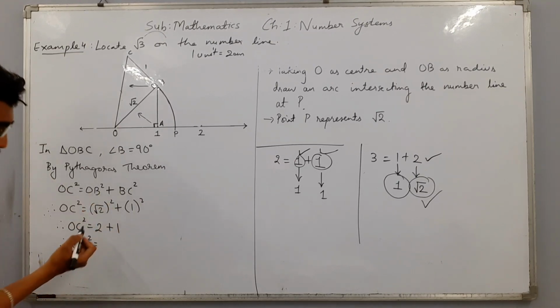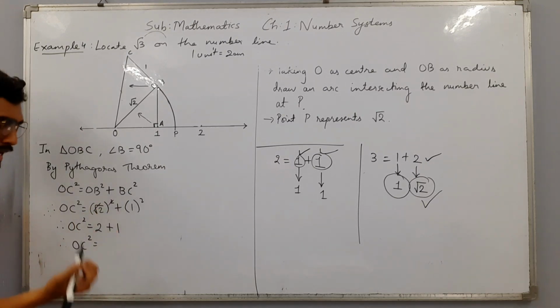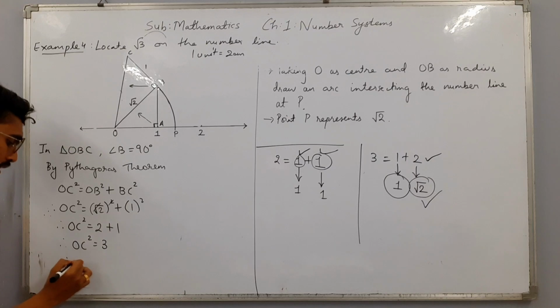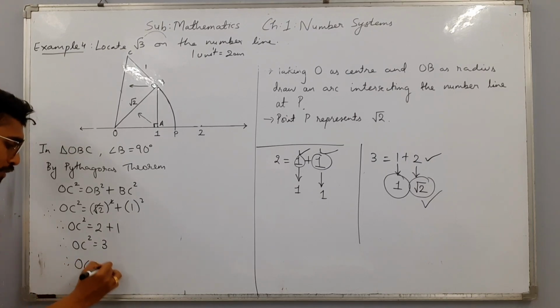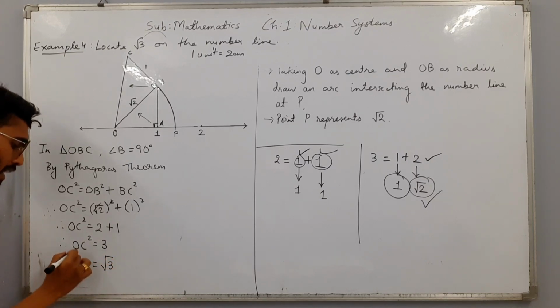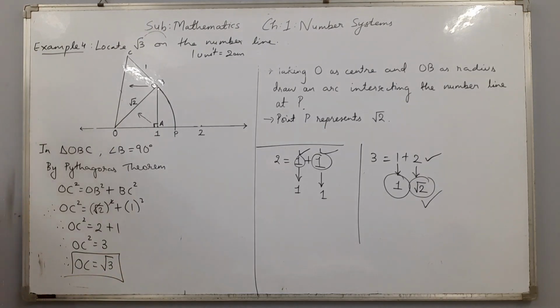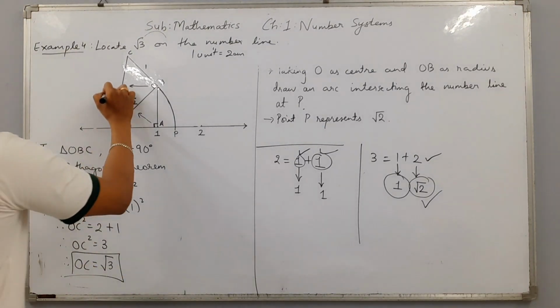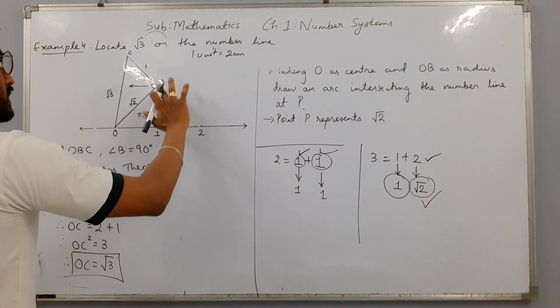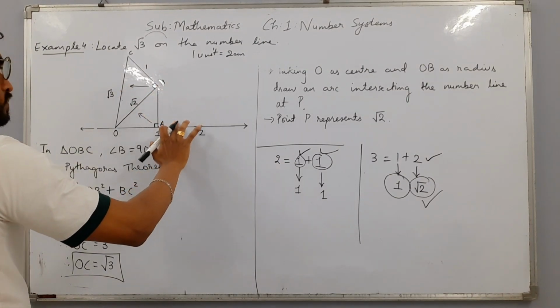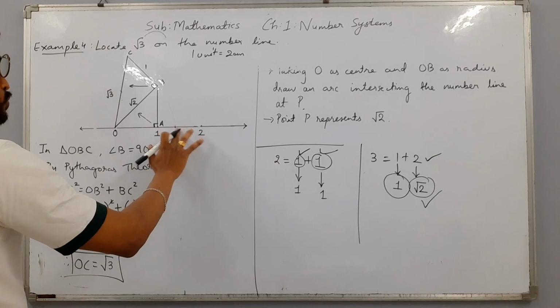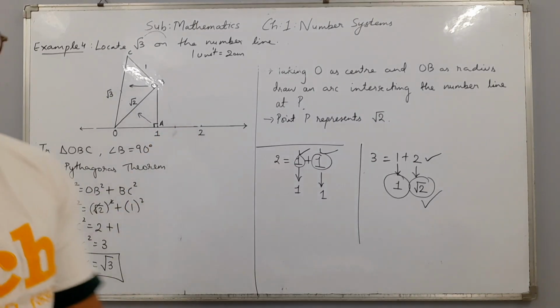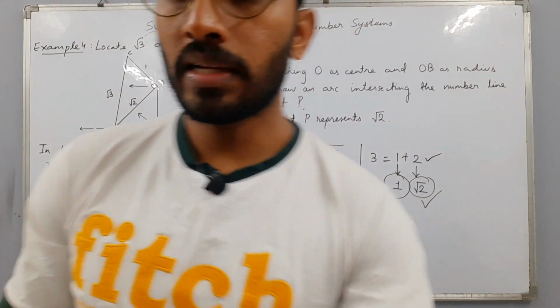Root 2 square is 2 because the root and square cancel. So 2 plus 1 gives 3, and when we take out the square from here we have to take the root on the other side. As a result we got OC equal to root 3 units. So my OC is root 3. This step we don't have to repeat for root 3. And now in the same way we will take the compass.